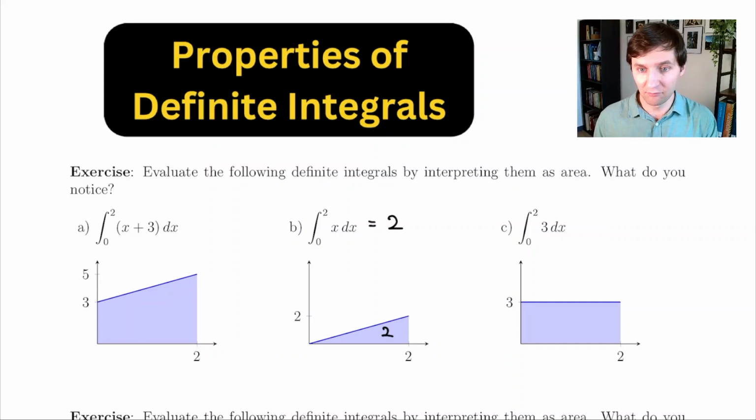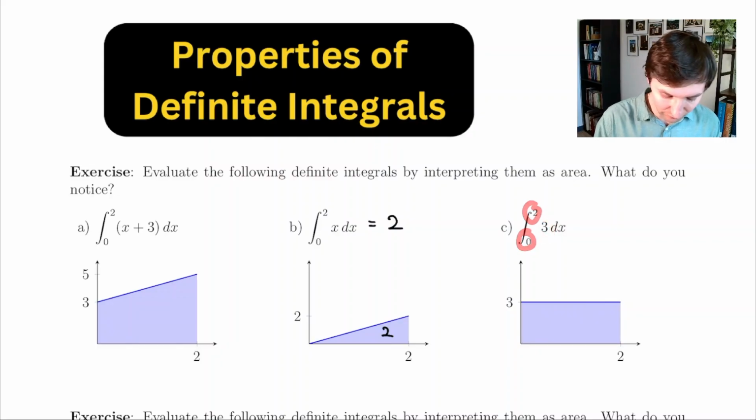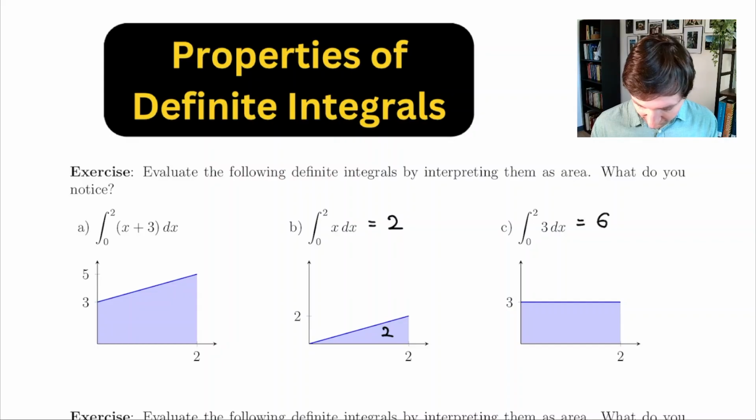In part C, a similar situation happens. This time, instead of a triangle, I have a rectangle. This rectangle has base 2, height 3. The area of this region is 6. The definite integral of 3 between x equal to 0 and x equal to 2 evaluates to 6.